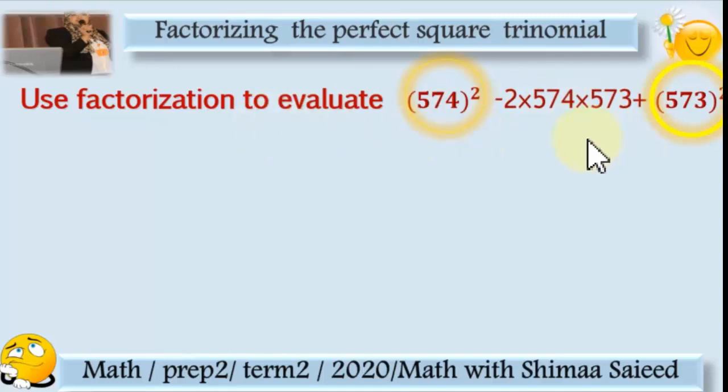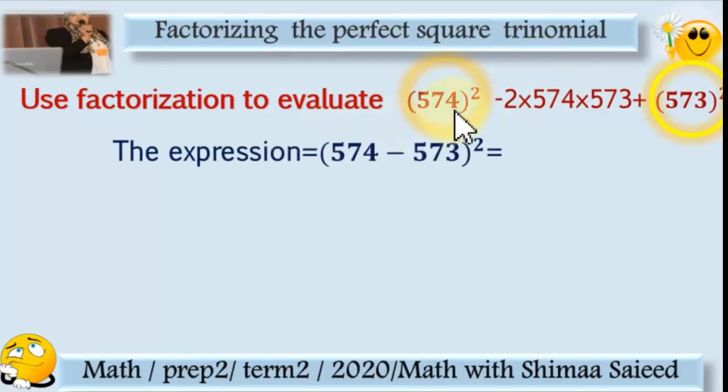So the expression is a perfect square, and we can factorize it like the root of the first minus the root of the third, because the sign of the middle term is negative sign. So we will say 574 minus 573 all power 2, which is 1 power 2 equals 1.